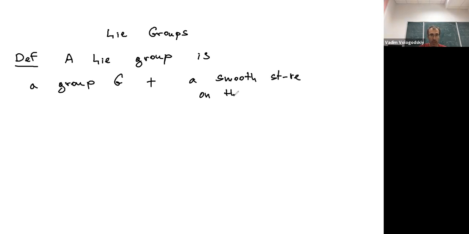So a Lie group is a group G plus a smooth structure on the underlying set, such that, first of all, I have just a plain group, plus I have a topology on the underlying set, plus I have a smooth structure, such that these two structures, algebraic and analytic, are compatible in the most obvious way. So first of all, you have the multiplication map.